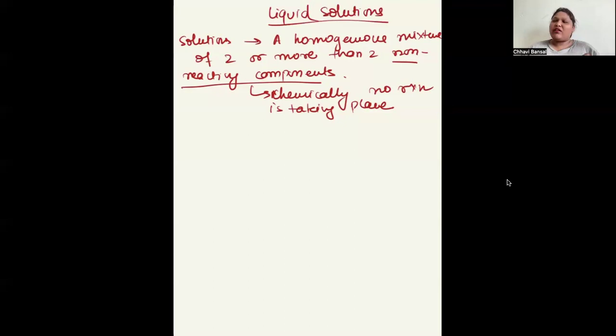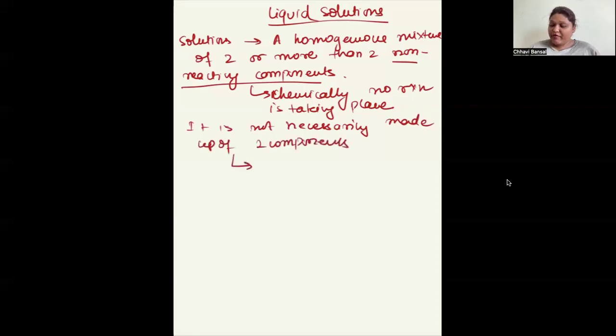Now tell me, I already took the example of water with a tablespoon of sugar or salt being added to it, right? But is it always two components? Can it be more than that? Yes, lemonade is one example, right? We add salt, we add sugar, we add some amount of lemon syrup, we add some water as well. So a solution is not necessarily made up of two components.